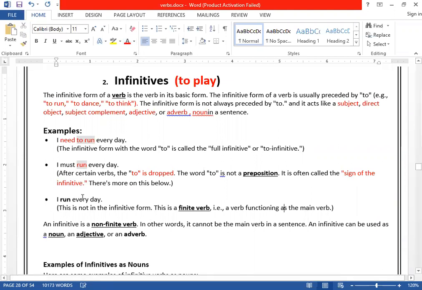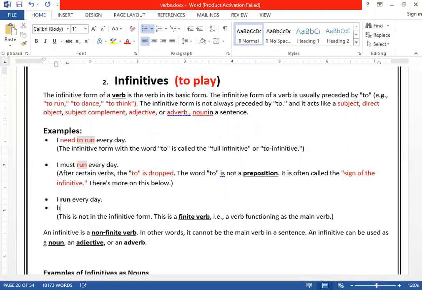For example, I run every day. This is not the infinitive form. Can you people see here? I run every day. This is a finite verb. I run, we can say yesterday we studied, he runs. So it changes its form according to the subject and tense. So that's why we do not call it what? Infinitive. It's a main verb, it's a finite verb.